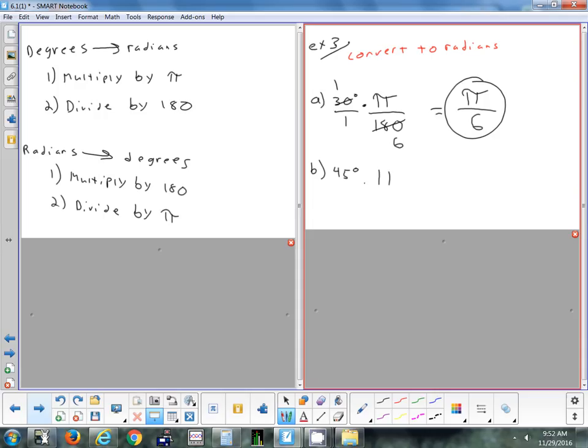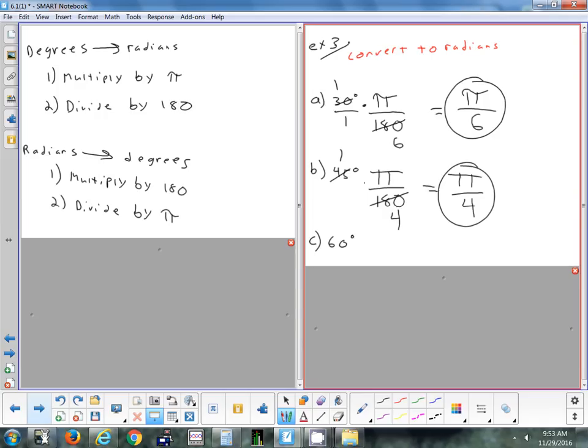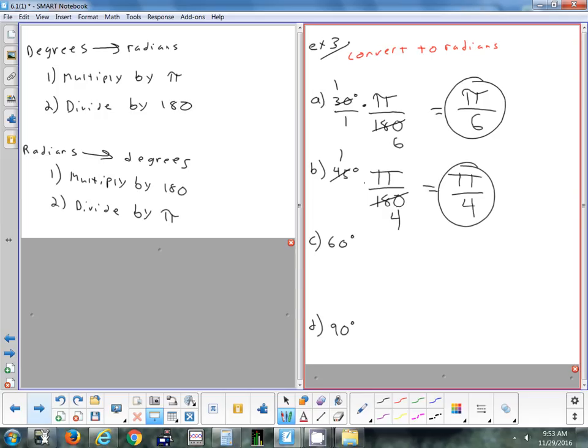If I wanted to do this one, multiply by pi, divide by 180. How many times does 45 go into itself? And how many times does it go into 180? 4. So 45 degrees is the same as pi over 4. And you can do a bunch of angles.